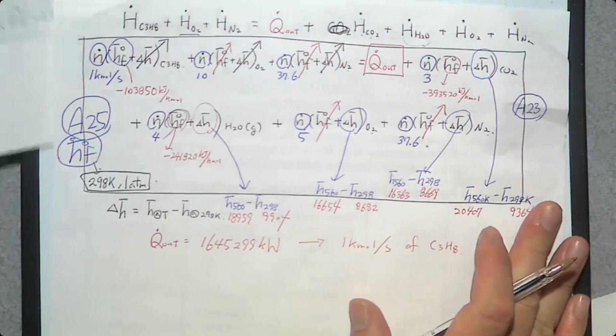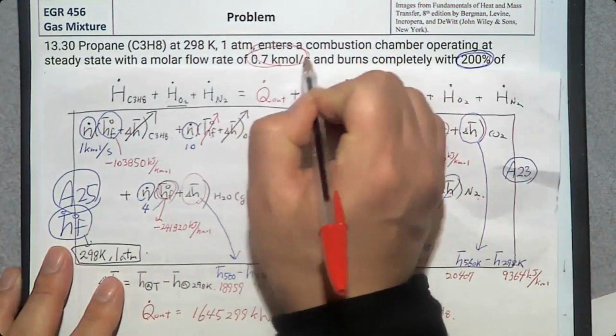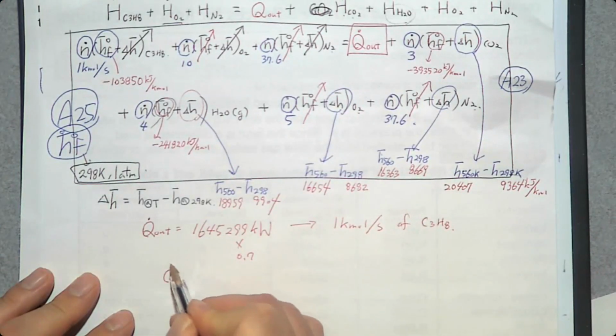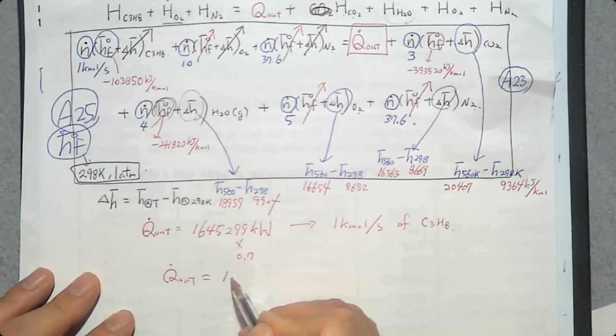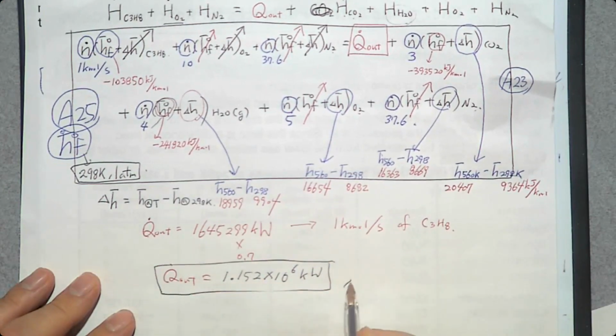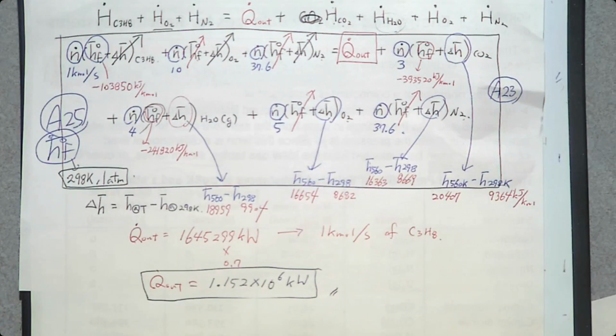Now, what is the flow rate of propane? 0.7. So we just need to multiply by 0.7. Then what is Q dot out? 1,152 times 10 to 6 kilowatt. So you solve this energy balance equation for 1 kilomole per second of propane. And once you solve this energy balance equation to determine whatever you're looking for, then you need to multiply by the flow rate of your system. That will give you the right heat transfer rate.